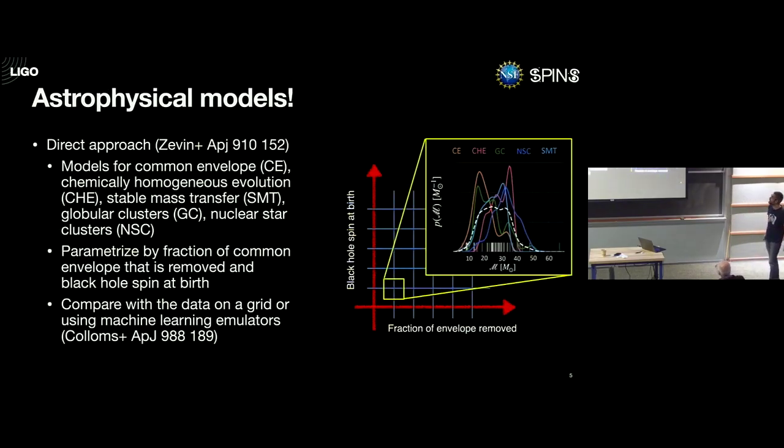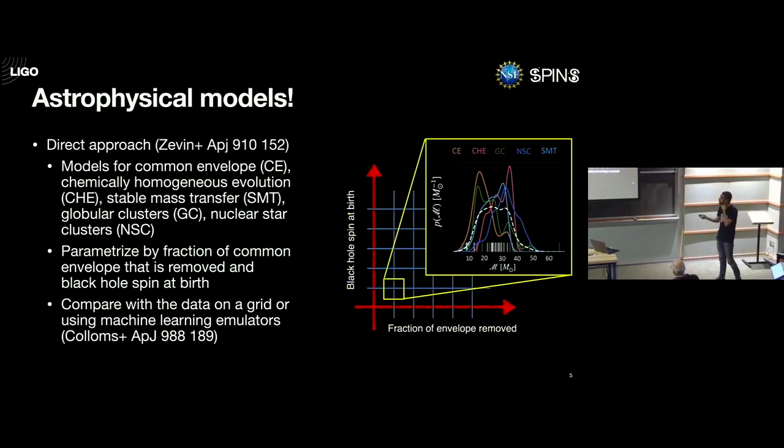And to my knowledge, Mike was the first person who showed this. What Mike has done in a paper a few years ago, when we were all younger, is it took basically output of PopSynth for 3 field scenarios: common envelope, chemically homogeneous evolution, stable mass transfer, and 2 dynamical formation scenarios, globular and nuclear star cluster. For each of these, he obtained basically the distribution of things like mass ratio, redshift, and effective spin, based on some knobs, for example, the fraction of the envelope that is removed or retained, and the black hole spin at birth.